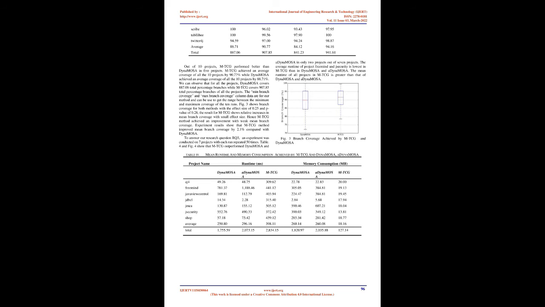V. Experimental configuration and design. A case study. The projects were obtained from the SF110 corpus and other search-based software testing benchmarks. 10 Java projects whose average branch coverage is greater than 70% were randomly selected, as seen in Table 1, to study the effectiveness of our method and the DynaMOSA technique in terms of branch coverage.